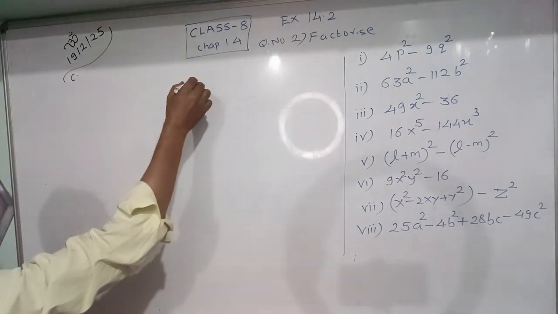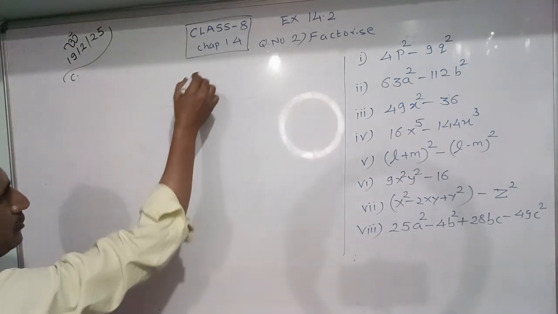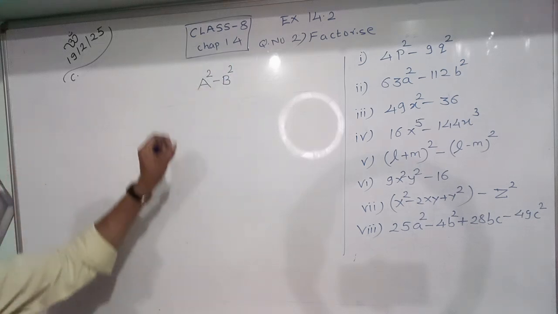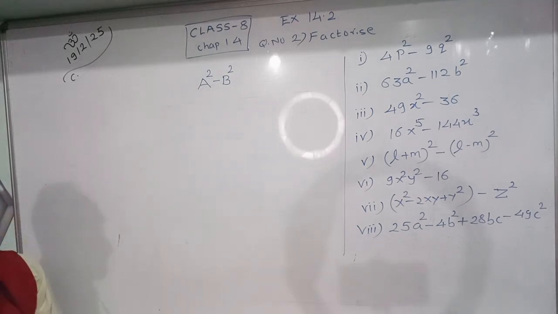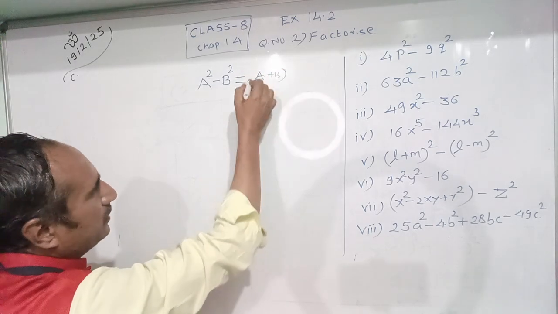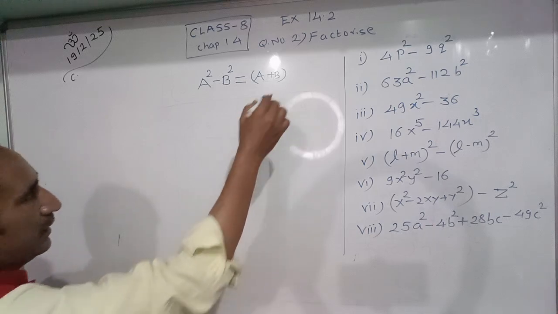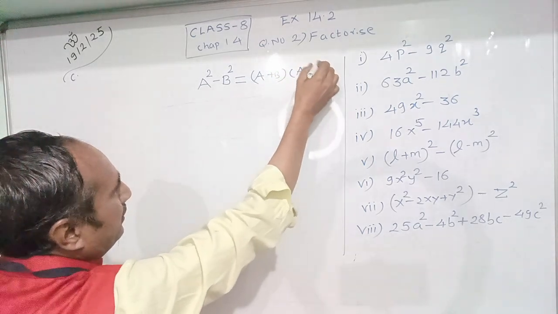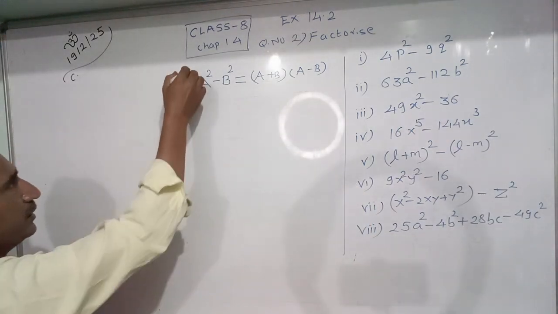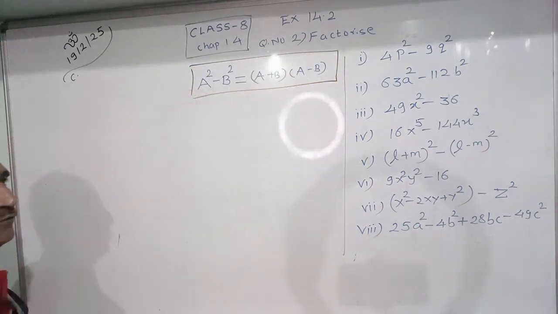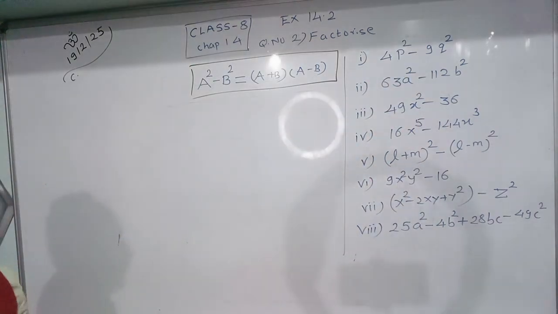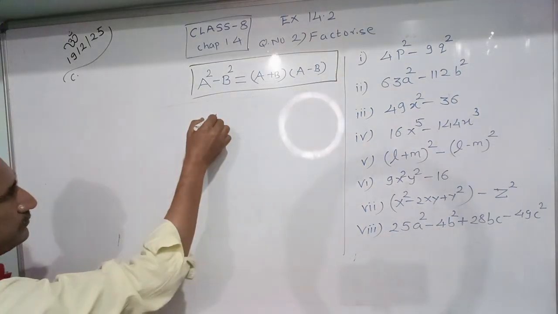The common trick is that we are going to make use of this formula. You can say algebraic identity. A square minus B square is equal to A plus B in one bracket and A minus B into another bracket. So this is the common trick that is useful for finding the factors of all these questions. So let's move for the first one.